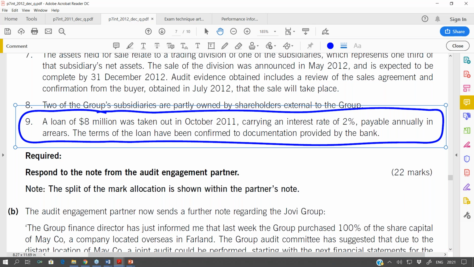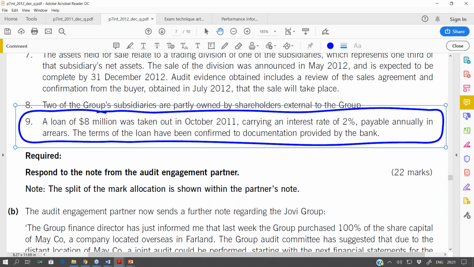Can every one of you find the interest cost for 9 months? It's 120,000, right? It's 120,000, 0.12. Okay, that's good. The terms of the loan have been confirmed to the documentation provided by the bank. Is that sufficient, that whenever we work on a loan, we just confirm the terms of the loan with the bank documentation? Is that sufficient procedures on loan?